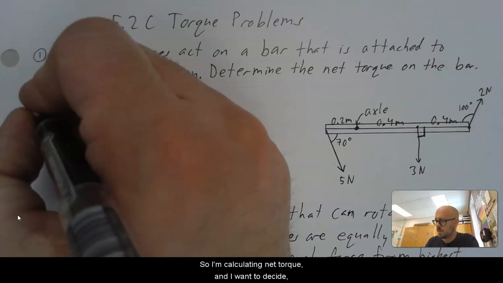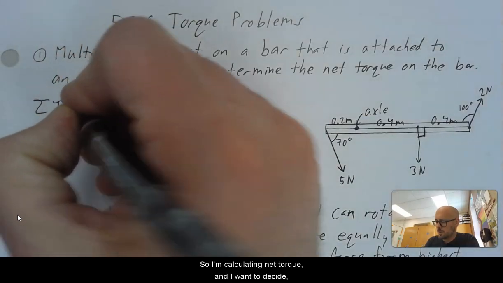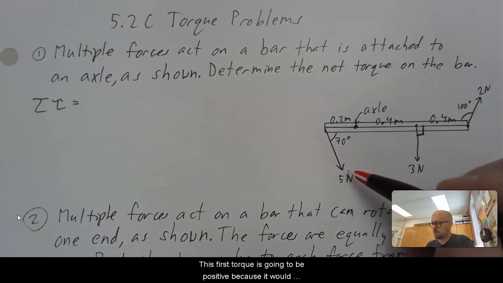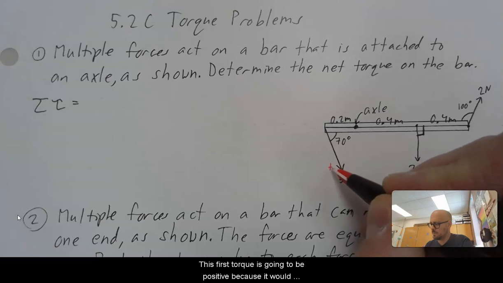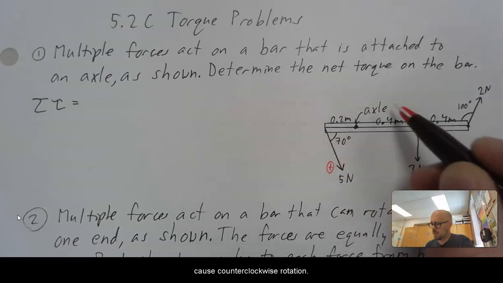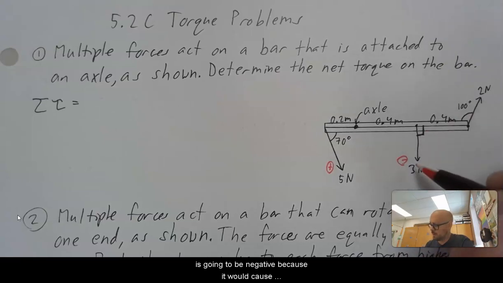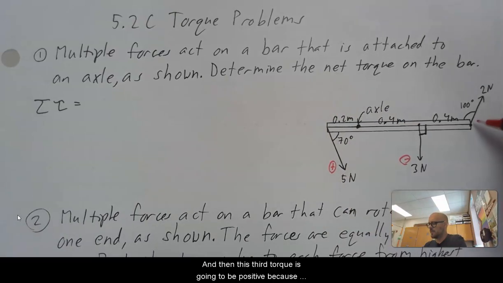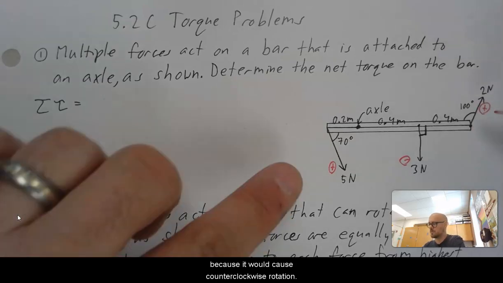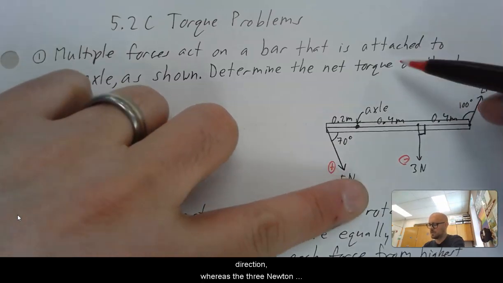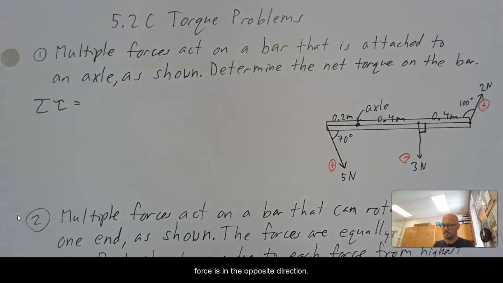So I'm calculating net torque, and I want to decide whether my torques are positive, negative, or zero. This first torque is going to be positive because it would cause counterclockwise rotation. This second torque, however, is going to be negative because it would cause clockwise rotation. And then this third torque is going to be positive because it would cause counterclockwise rotation. So these two forces, the 5 Newton and the 2 Newton, they are actually in the same direction, whereas the 3 Newton force is in the opposite direction.